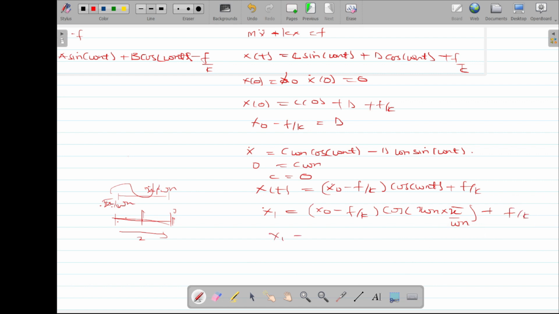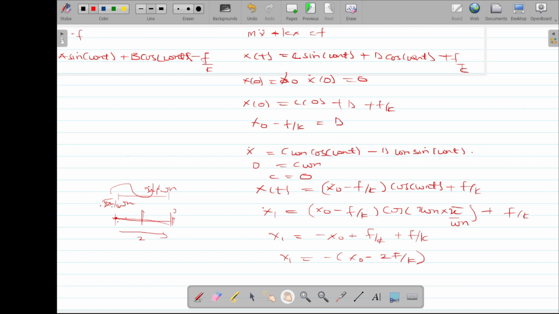So x1 will be equal to minus x naught plus f on k plus f on k. So x1 will be equal to minus into bracket x naught minus 2f on k. So this is the displacement as the body completes the first half cycle.